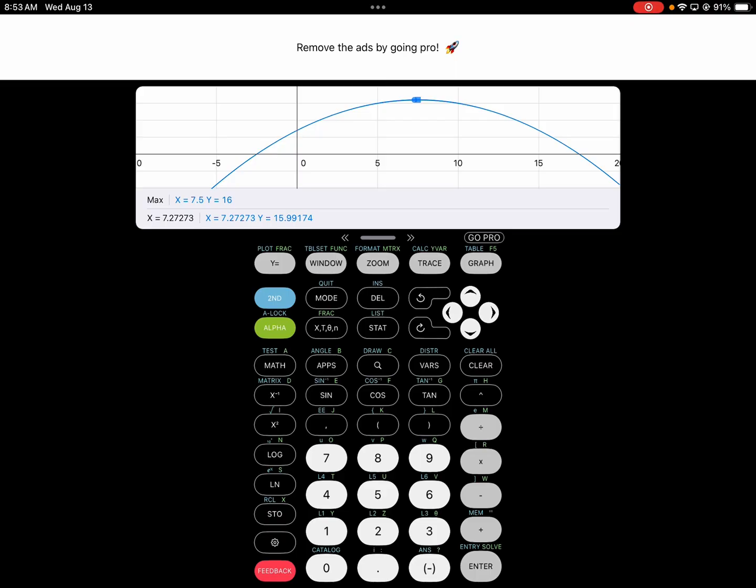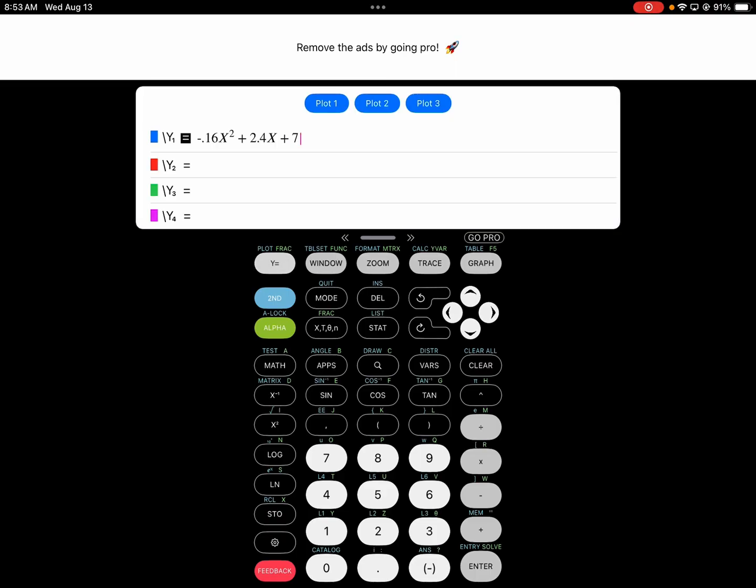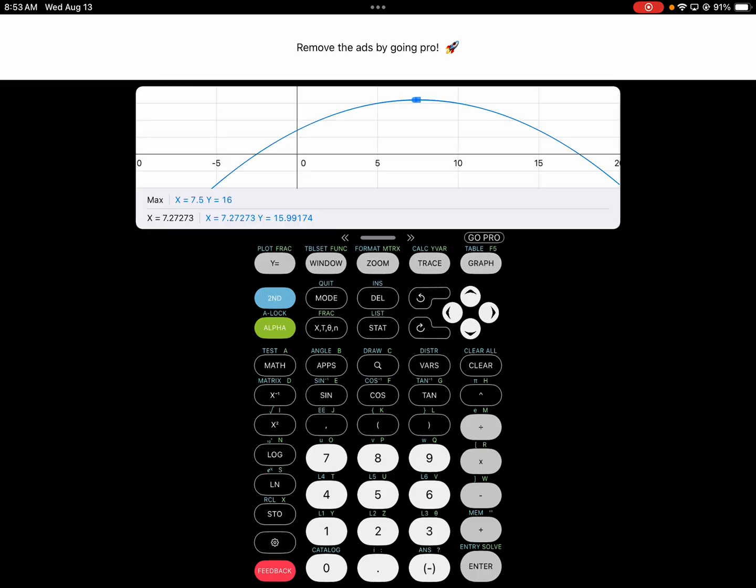Negative 0.16t squared equals negative 0.16x squared plus 2.4x plus 7. Okay, all right. And we graph. We can trace that way. All right. So as we get closer to 5, we can watch those y values, and they get closer to 15. Likewise, if we come in from the right, same thing.